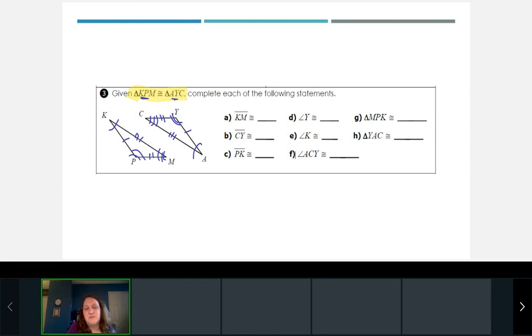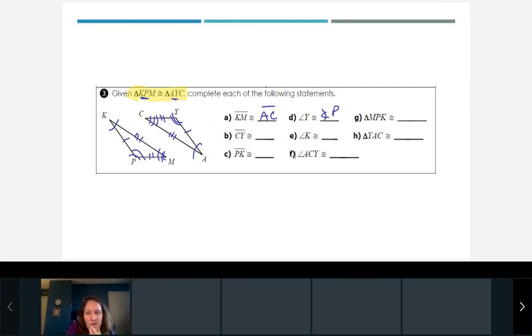And maybe you didn't even need the picture. Maybe you can just use the name. That's okay too. But we just look to see what letter corresponds to K, A does. What letter corresponds to M, C does. So the answer here would be AC. So that's for sides. Maybe with angles, don't forget your angle symbol. So like angle Y, well, what letter corresponds to Y?